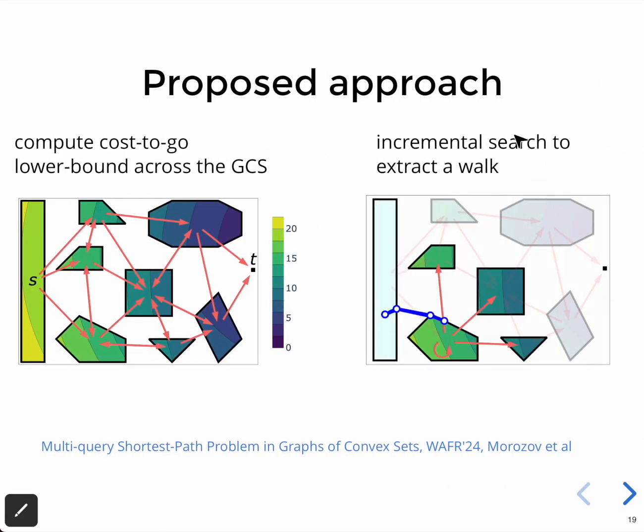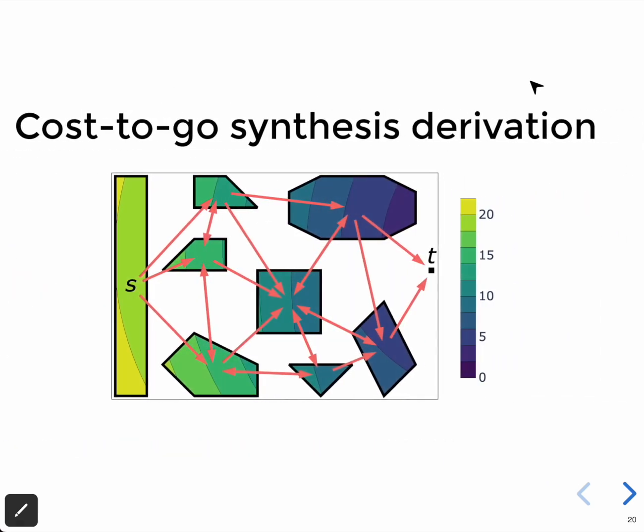Our proposed approach is very similar in flavor to the work that I presented at WAFR 2 years ago. Here's the citation, where we're going to first compute the cost-to-go lower bounds across the graph, and then we'll use incremental search to extract the walk one step at a time. Let's get to it. Let's talk about cost-to-go synthesis.